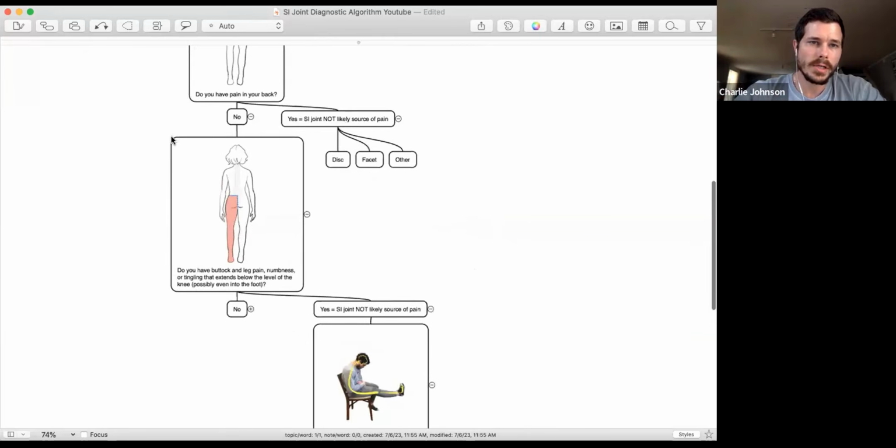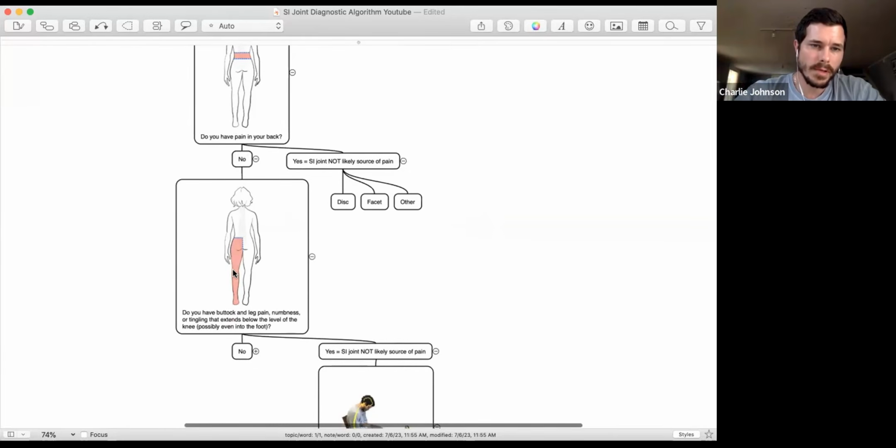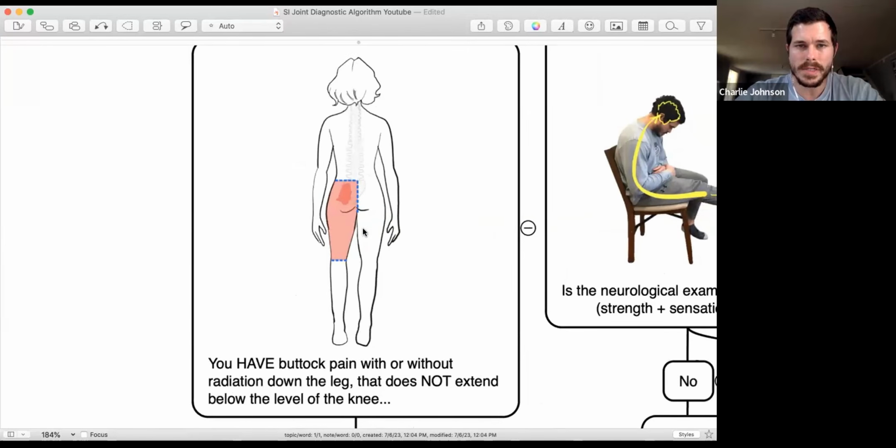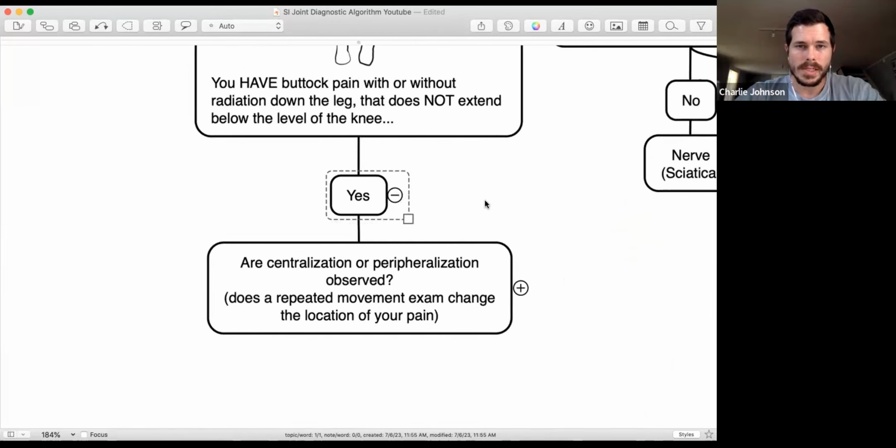Now let's just say you're like, no, Charlie, I don't have pain in my back. And I don't have pain below the knee in the foot, right? Then you must, just by deductive reasoning, have pain somewhere between here and there, right? Not your lower back, kind of the buttock, and pain that does not go below the level of the knee. So it stays somewhere between your butt and the back of your knee. So you have buttock pain with or without radiation down the leg that does not extend below the level of the knee, all right? If that's you, which probably is if you got to this point, then are centralization or peripheralization phenomena observed? So does a repeated movement exam, which we reviewed in depth during this video, change the location of your pain?